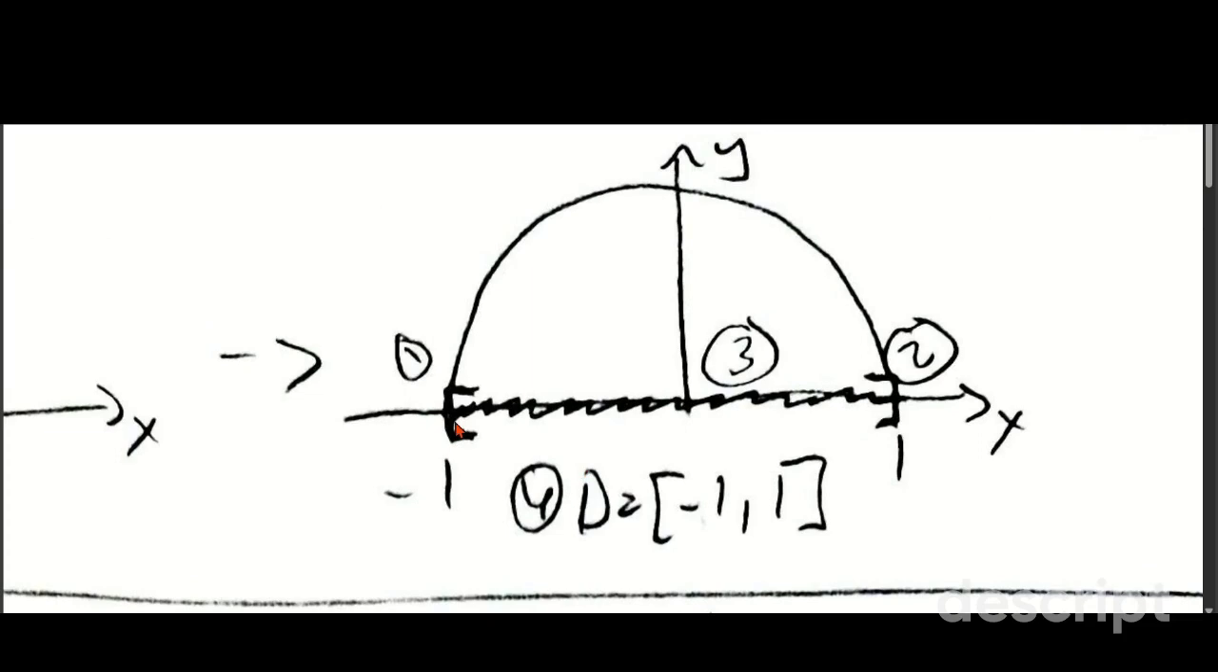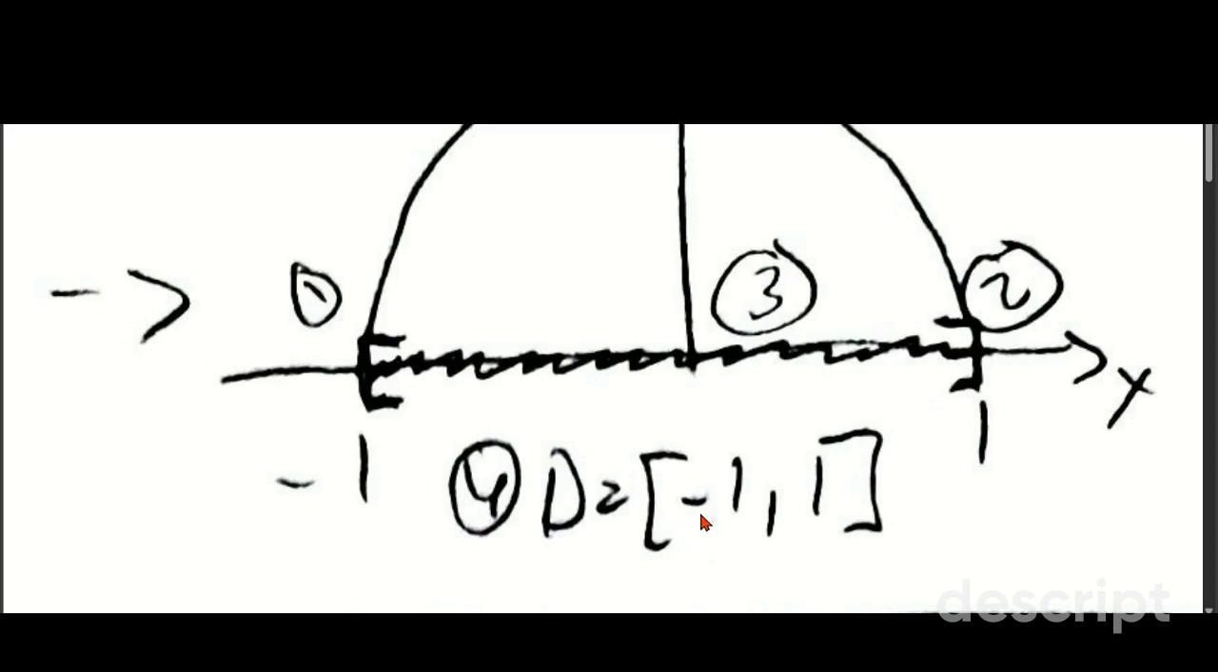At -1 you put a bracket, at +1 you put a bracket, so that's step 2. And then because again this curve above is solid the entire time, that means you shade from -1 to +1. That means for every x, there's a corresponding output of y. So that means the domain in interval notation is bracket -1, comma +1, close bracket.